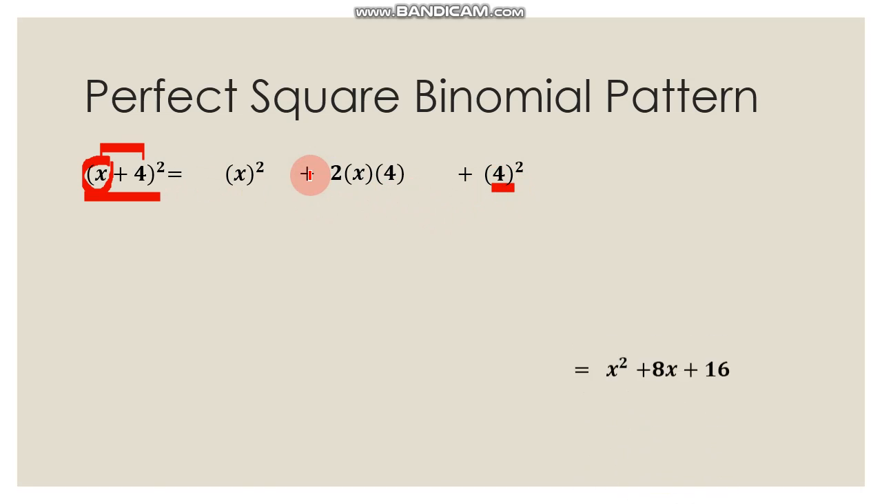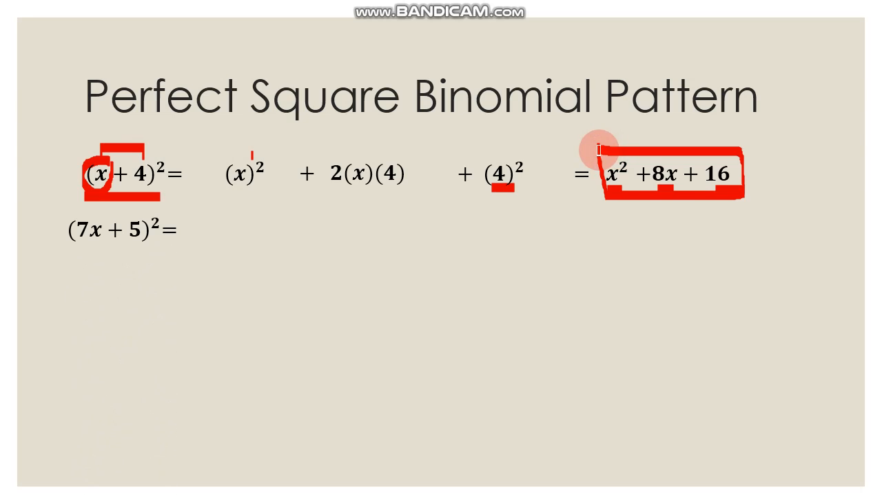So simplify. x times x is x squared. 2 times x times 4 is 8x. 4 times 4 is 16. So this is our answer.